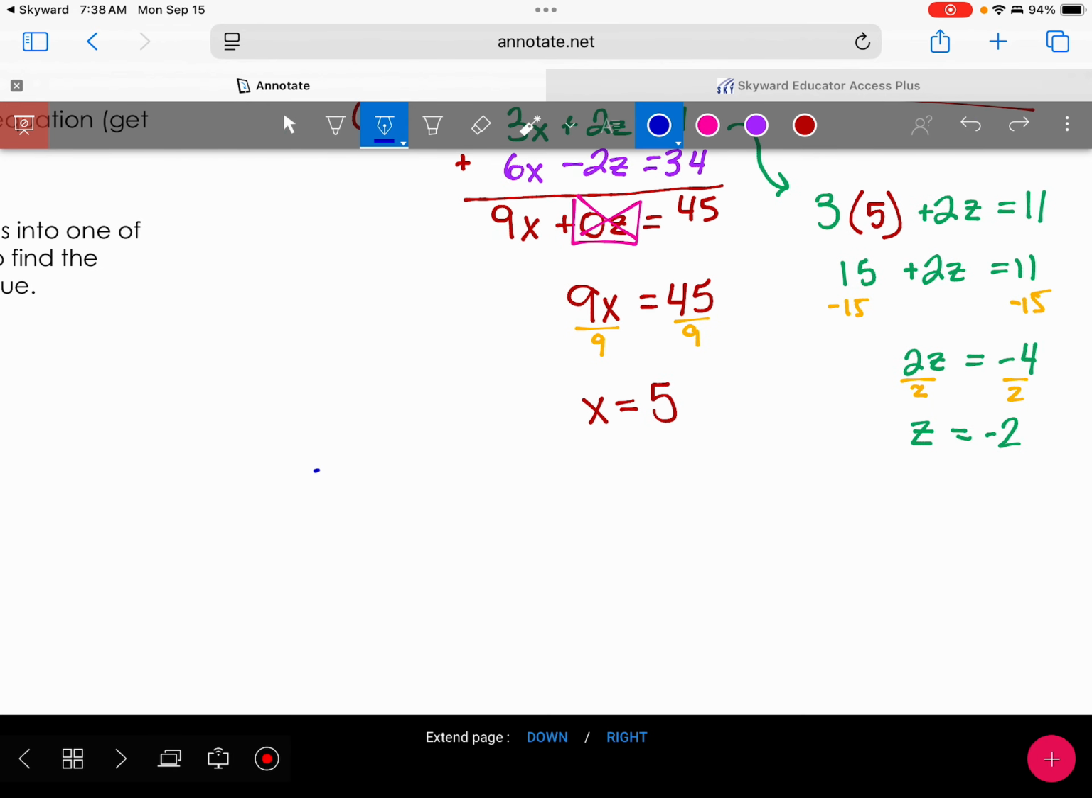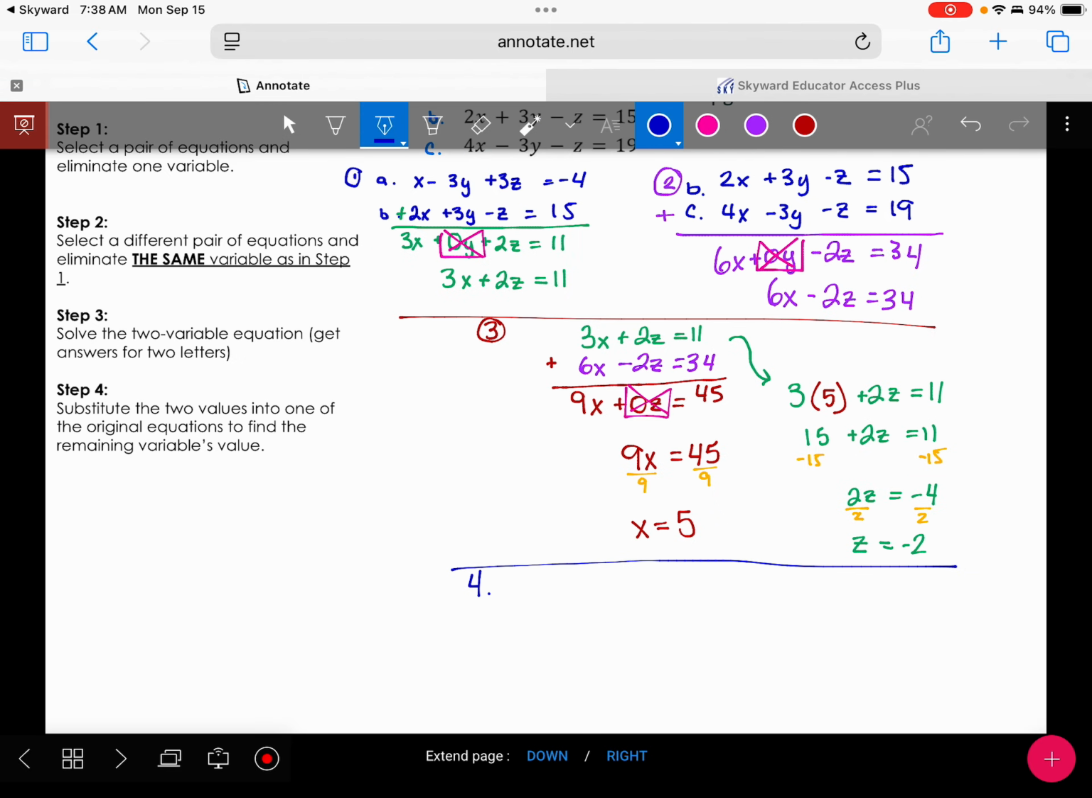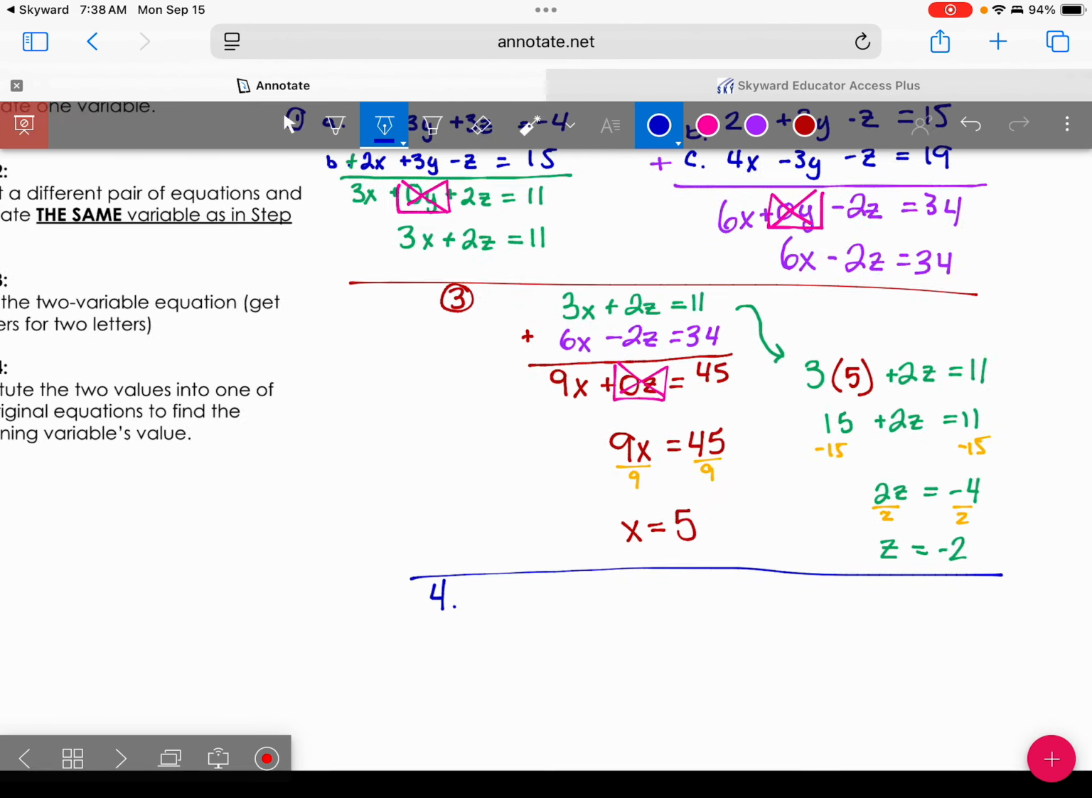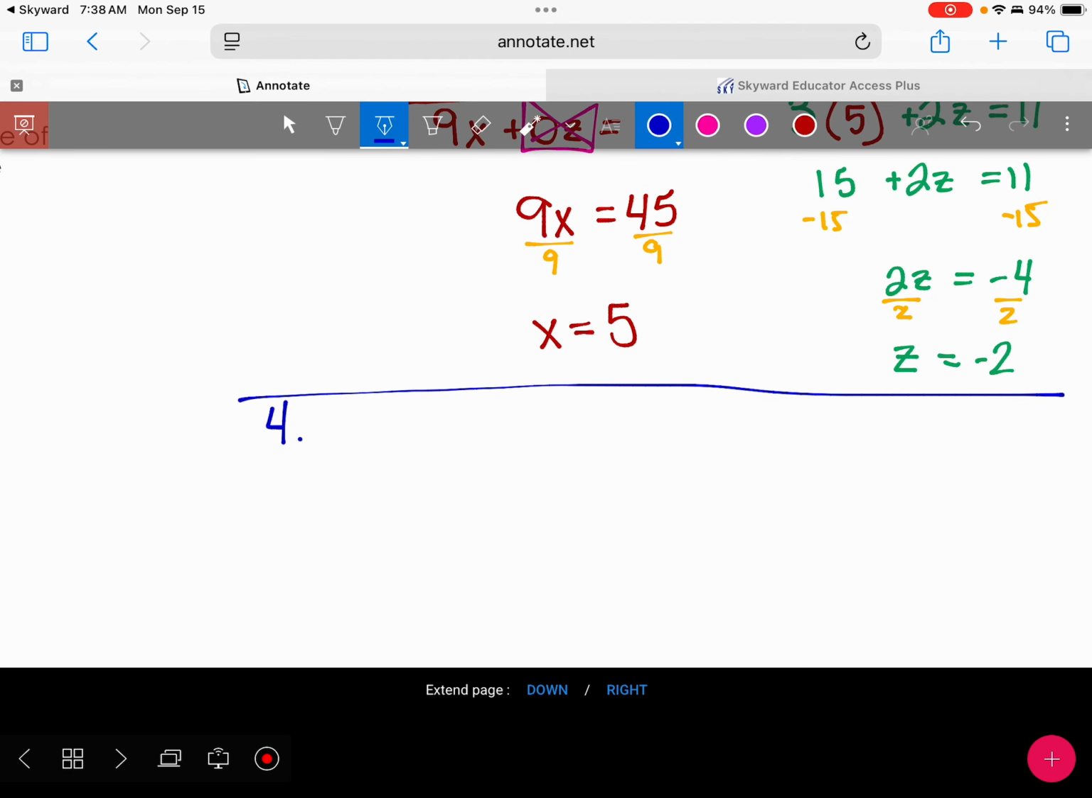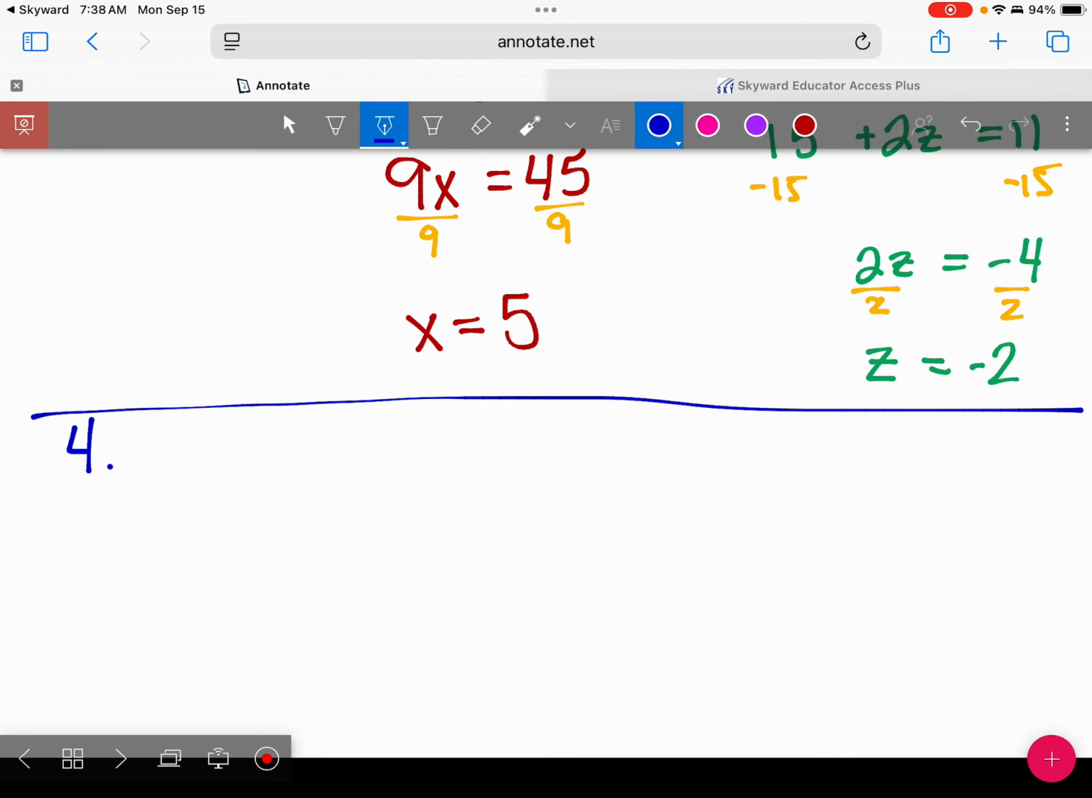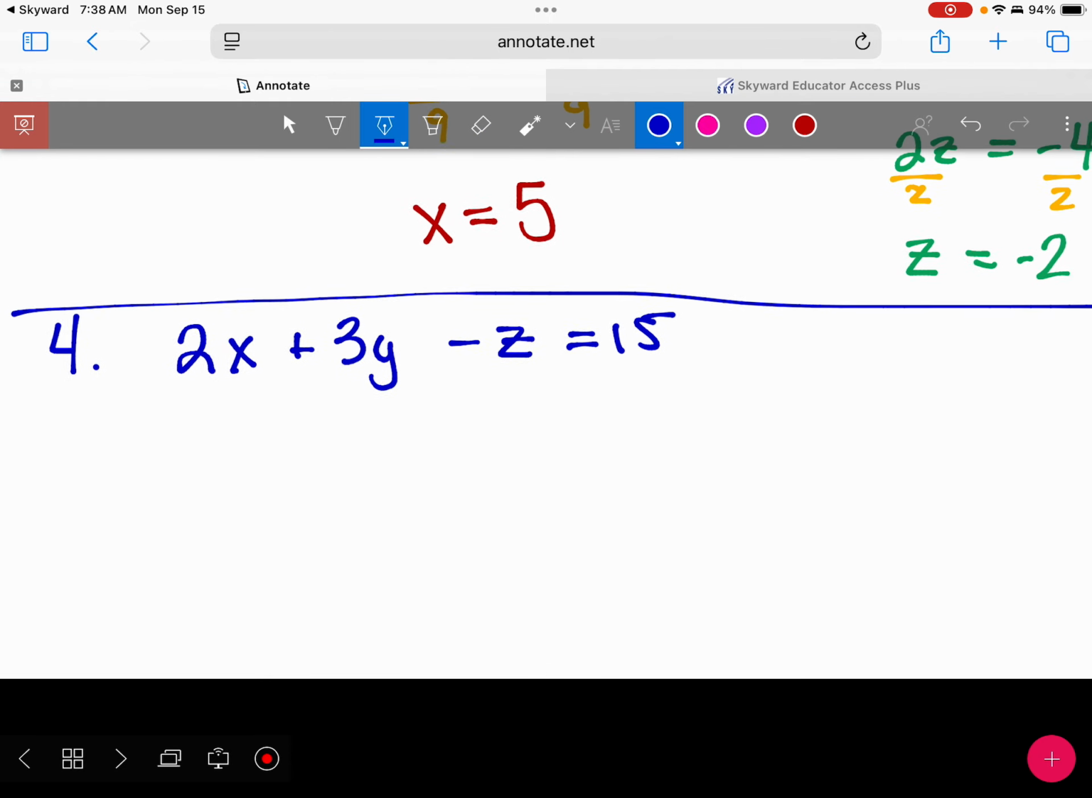So our step 4, I'm taking the middle equation. I'm taking equation B. That's our 2x plus 3y minus z equals 15. I'm just copying it down again because it's too far away on my screen. And then I'm going to substitute in my x and my z.